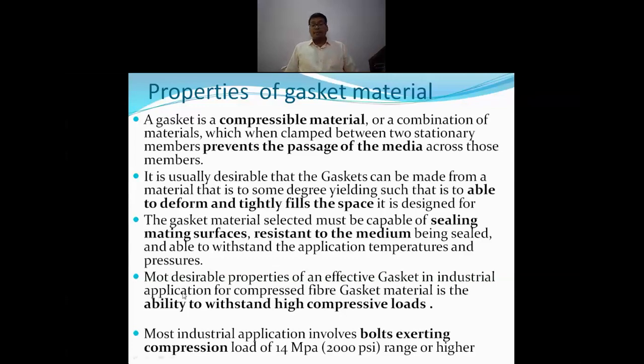So the most desirable property of an effective gasket in industrial application, for compressed fiber gasket material, is the ability to withstand high compressive load. That should also be there. It should be compressible. However, it should be able to withstand this compressive load, because when you tighten, when you bolt, that material itself should not get damaged. That is what it should have, a compressive bearing strength also.